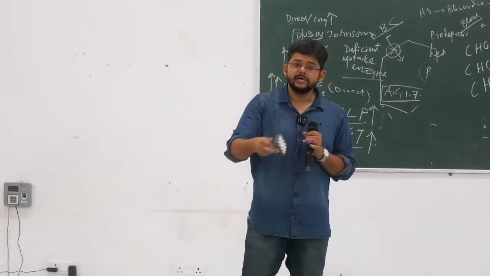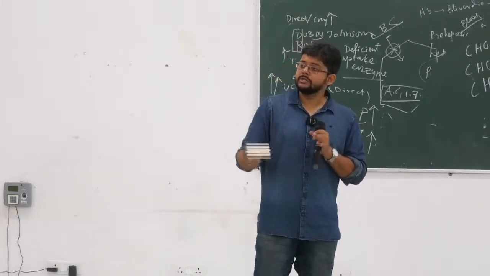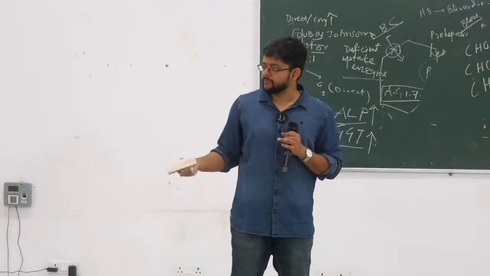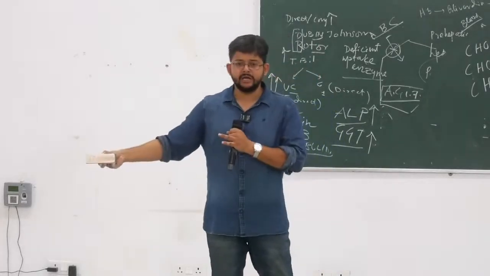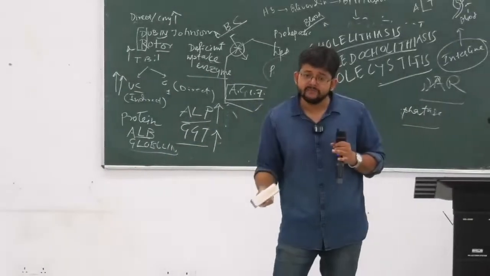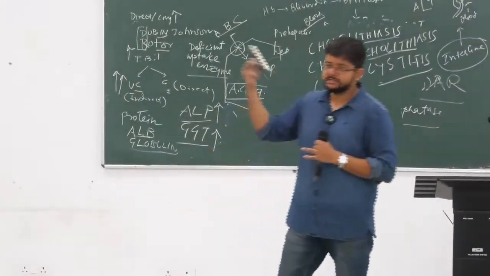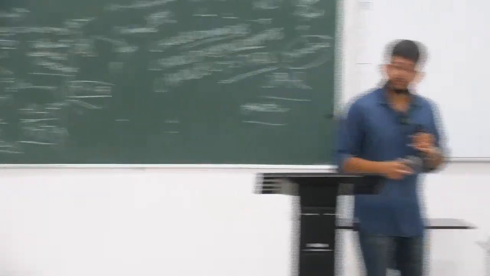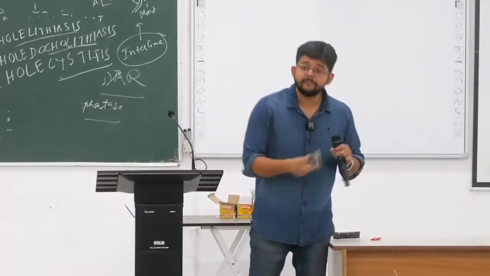7 to 8 times it recycles. সারাদিনে 4 gram তৈরি হচ্ছে, কিন্তু আমি 36 gram করে ফেলতে পারছি by recycling. 4 to 5 gram is liver's manufacturing ability. Body's need is 36 to 40. So how we can achieve? 7 to 8 times you recycle, that's it. That way, and this is known as enterohepatic circulation. Entero মানে intestine, hepatic means liver.